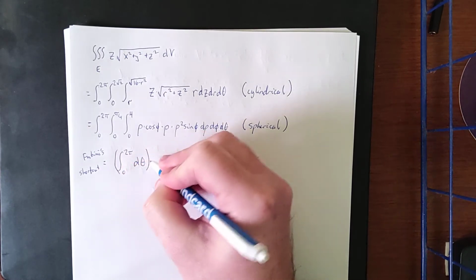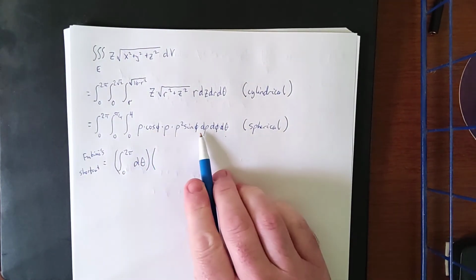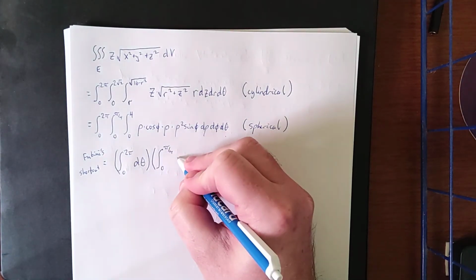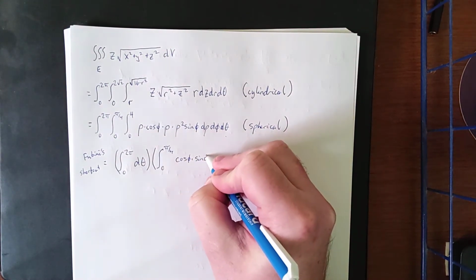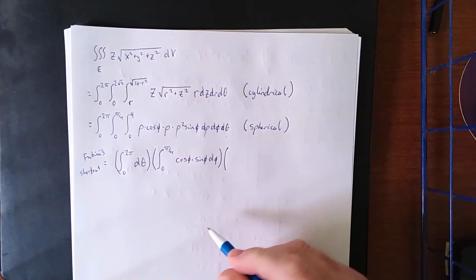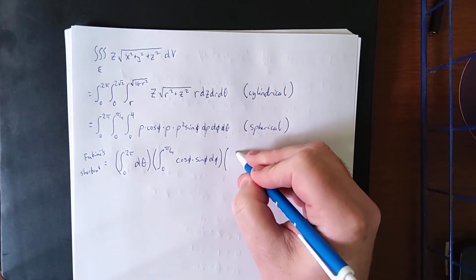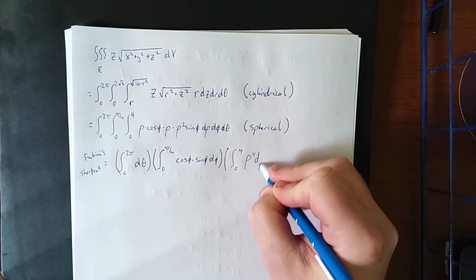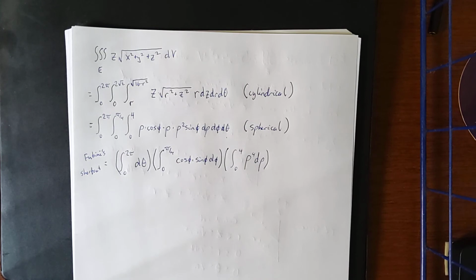As far as phi is concerned, we have a cosine of phi and a sine of phi, and phi is supposed to go from 0 to pi over 4. It'll be the cosine of phi times the sine of phi d phi. Times, let's count the rows. Rho, rho, rho squared. That'll be the definite integral from 0 to 4 of rho to the 4th d rho. Fubini's shortcut is pretty fantastic.